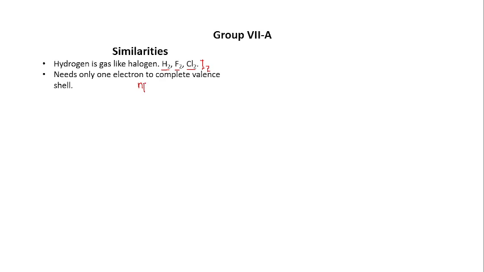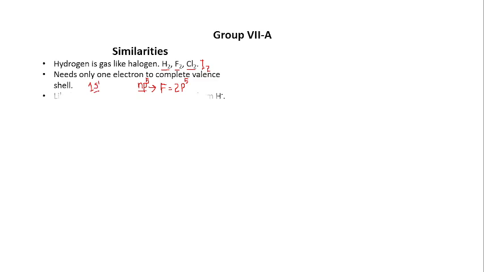The second one is that it needs only one electron to complete its valence shell. Hydrogen and halogens need only one electron to complete their outermost shell. As you see, students, all halogens have electronic configuration np5, so they need only one electron to complete the valence shell, and hydrogen also needs one electron to complete its valence shell. So this is the second similarity between the halogens and hydrogen.